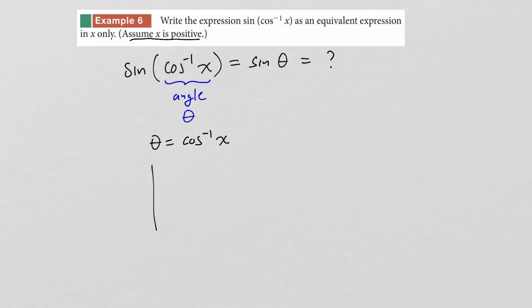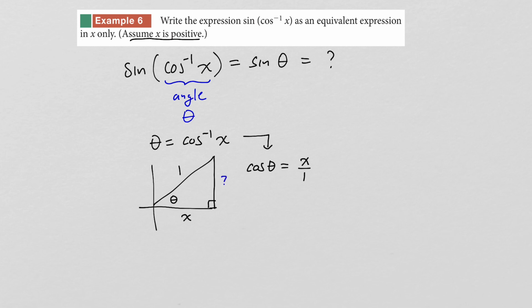Now they tell us that x is positive, and that means that theta has to be in the first quadrant. And if theta equals the inverse cosine of x, that's the same thing as saying the cosine of theta is equal to x, which is x over 1. But cosine of an angle is the adjacent side divided by the hypotenuse. So the adjacent side would be x, and the hypotenuse would be 1.